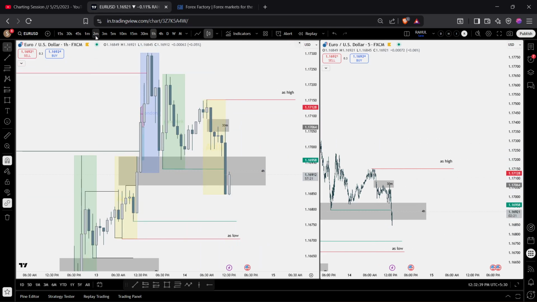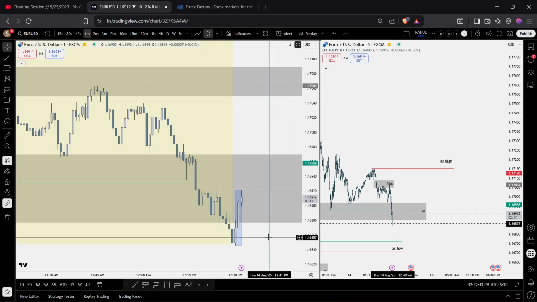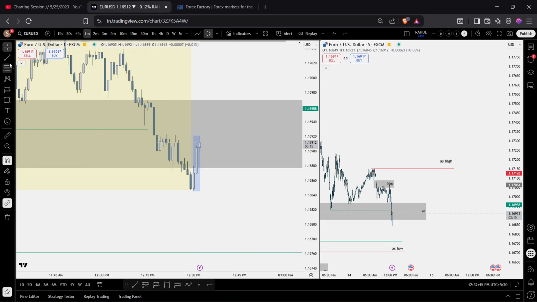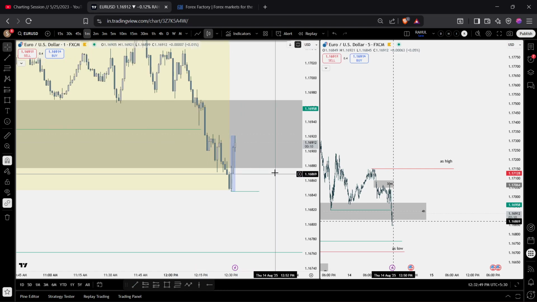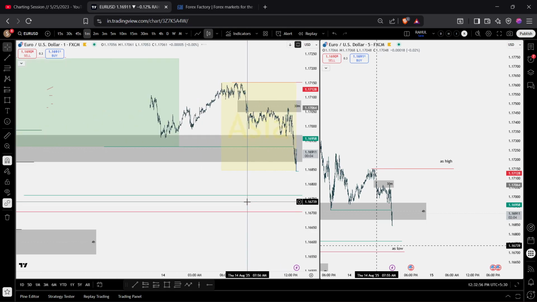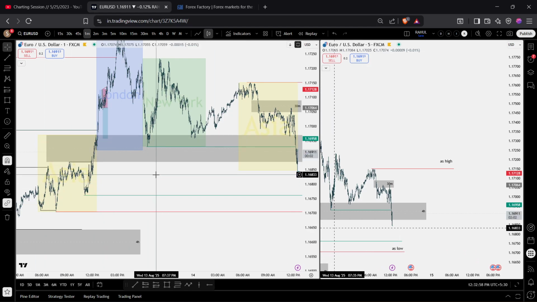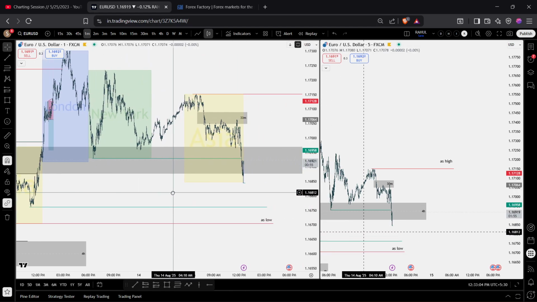Okay, one minute. We should see some sort of manipulation. But the nearest draw is looking like the previous Asian low, which has not been taken yet. The Asian low. These are all lows. This got taken, this got taken. These are the remaining.